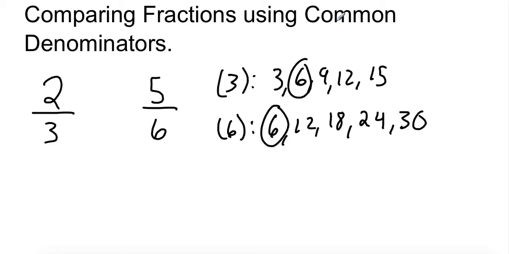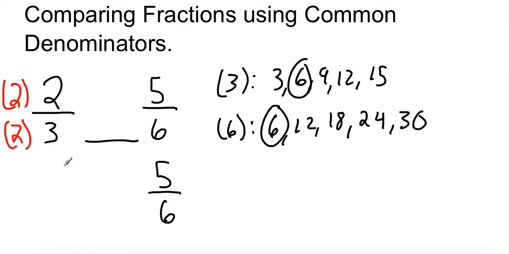So luckily for me, I only need to change one of my denominators, or one of my fractions, I should say, because 5/6 already has a denominator of 6. So I can just rewrite that. I don't have to make any changes to it. 2/3, I will have to multiply by a factor of 2, top and bottom, so that my denominator is 6. So now I'll have 4/6. So I'm comparing 4/6 to 5/6. I can tell that 5/6 is larger than 2/3. So I have 2/3 being less than 5/6.